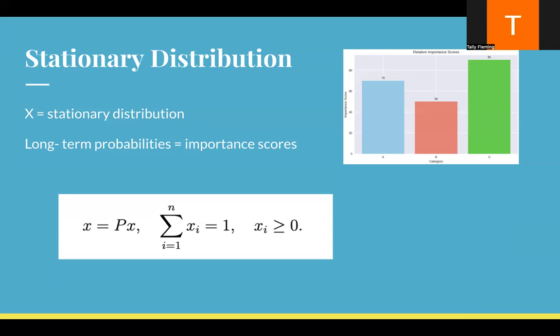Pages with a higher long-term probability, a higher entry in the vector x, are considered more important and are ranked higher. In the example we just discussed, page C ends up with the highest score because it receives links from both A and B, as seen on the bar graph on the slide, which overall accumulates more importance.